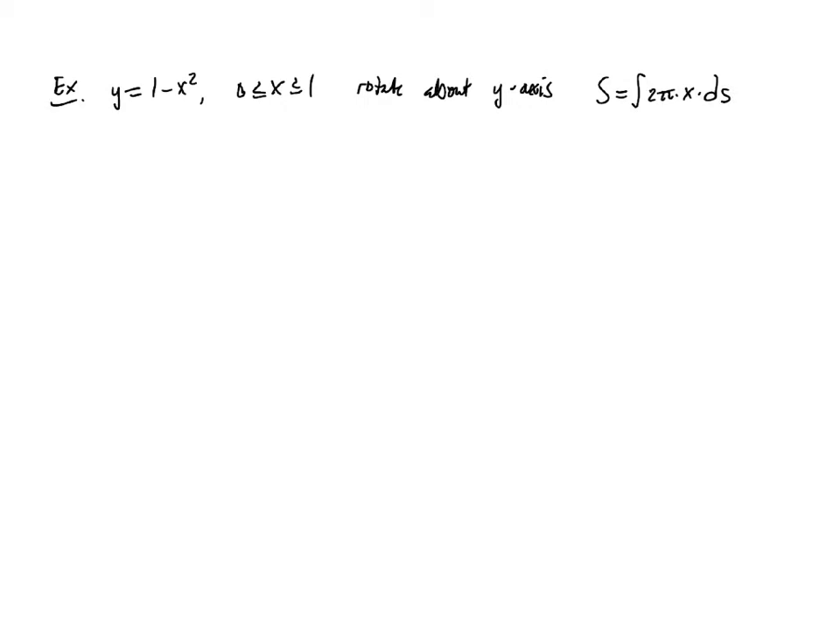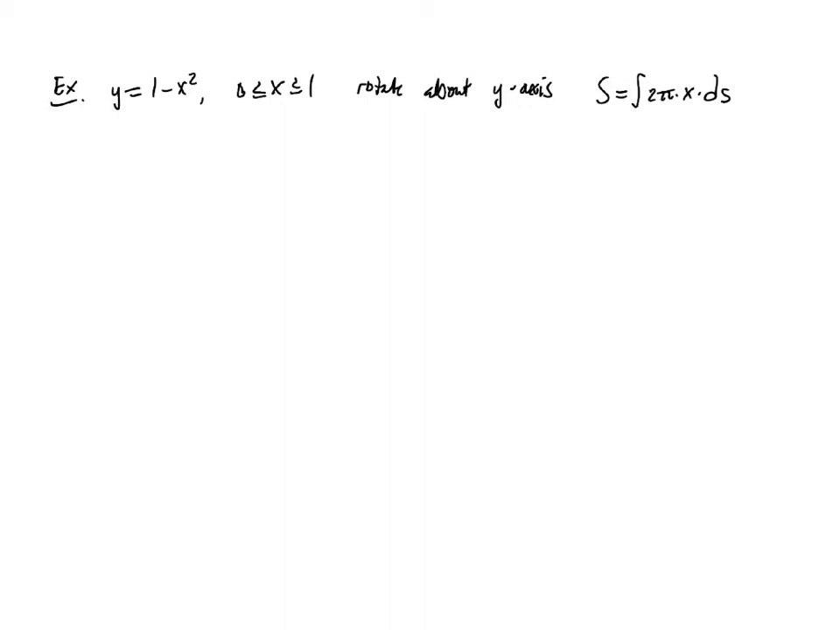So the example is to look at the function y equals 1 minus x squared in the range 0 less than or equal to x less than or equal to 1, and we're supposed to rotate about the y-axis. And so our formula in this case is that the surface area is the integral of 2 pi times x times ds. And we're going to do this in two ways.